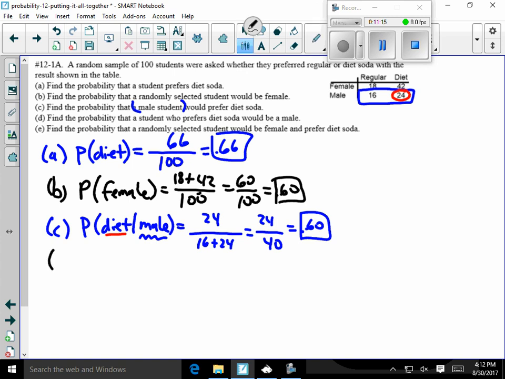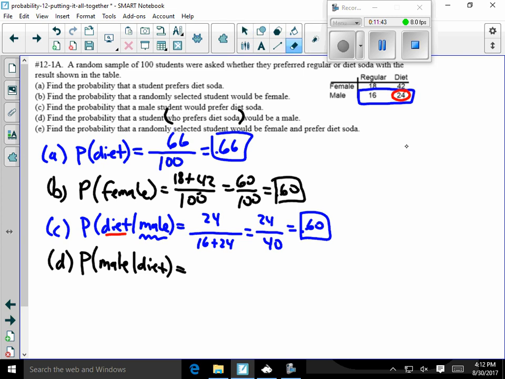Okay, for part D here, it says find the probability that a student who prefers diet soda would be male. So again, the who prefers diet soda part is really the condition. You could remove it and the sentence still makes sense. Find the probability that a student would be male. That's what we're finding. The probability that a student is male, given that they like diet soda. So this is the reverse condition here, right?